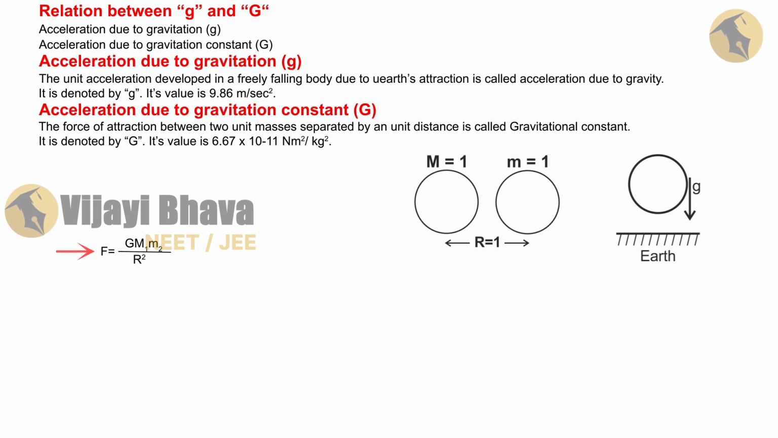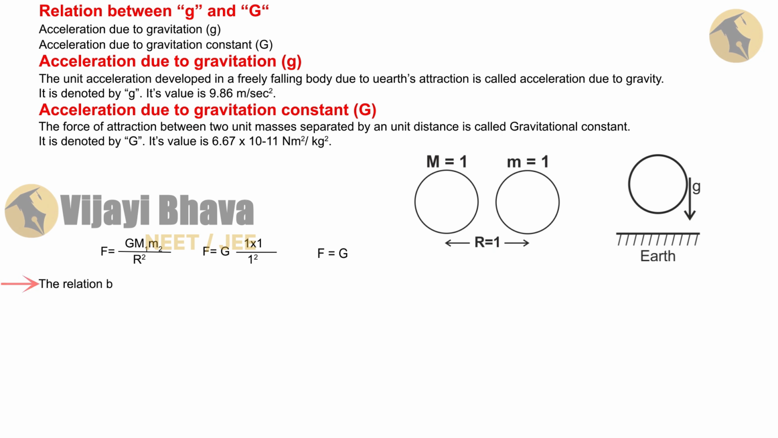Here both the masses are 1 and the distance between them is also 1. Now it becomes F is equal to G into 1 by 1 square. From this we can write F is equal to G. Thus the force of attraction between two unit masses separated by a unit distance is called the gravitational constant.